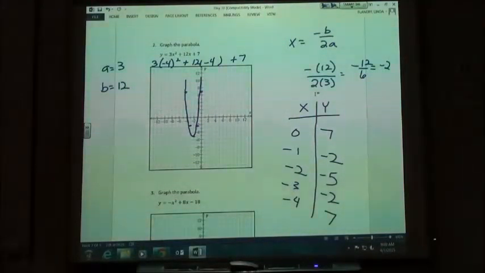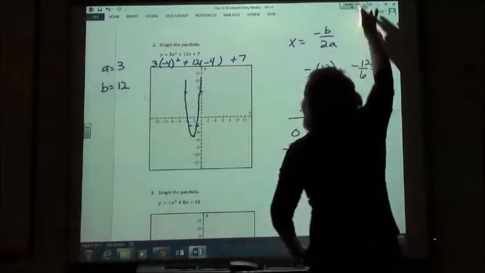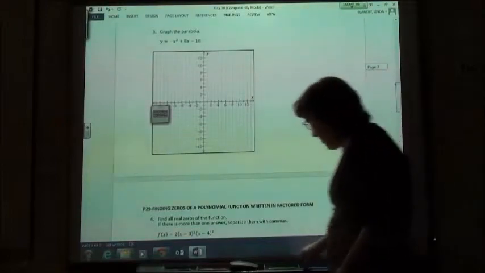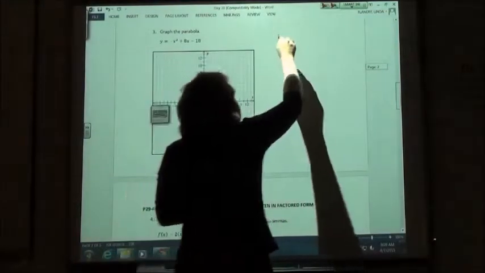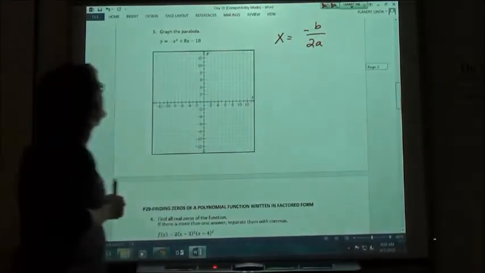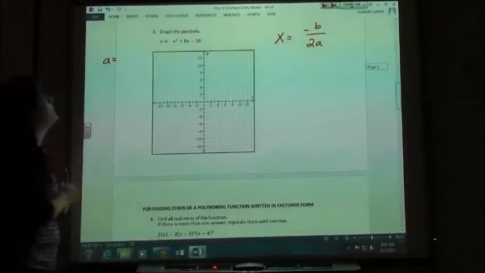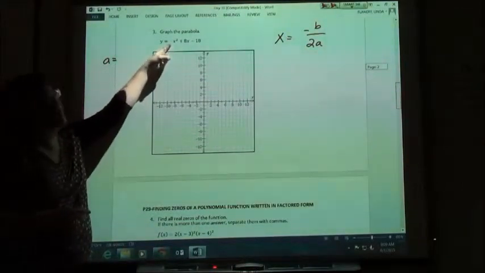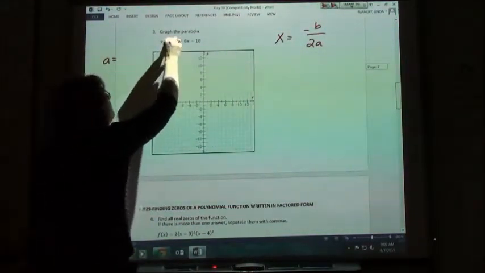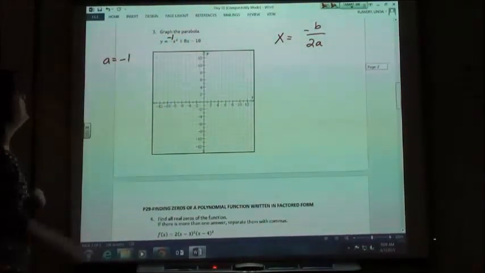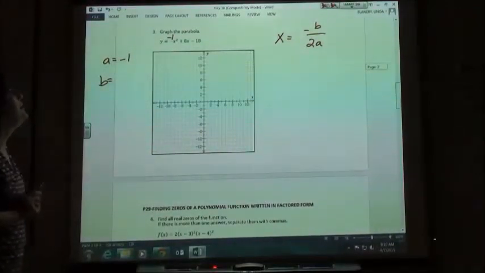All right, we'll try number 3, see how that one works out for us. So, what should we start out with? How should we do number 3? We're going to find a. What number's in front of the x squared? What's the number that's in front? Oh, if there's 1, it's a negative 1x squared, right? Yep. So A is negative 1, and B would be 8.